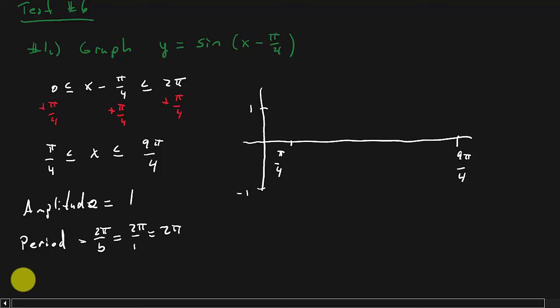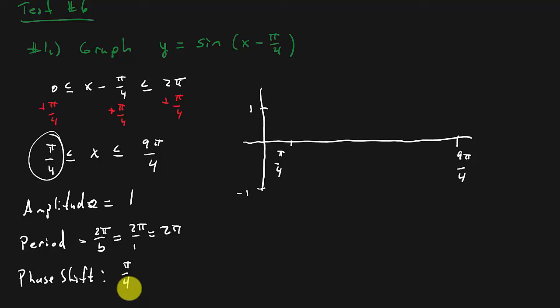And then the phase shift. Remember, when you solve this, this is your phase shift. That's pi over 4. So it's going to shift pi over 4 units to the right.